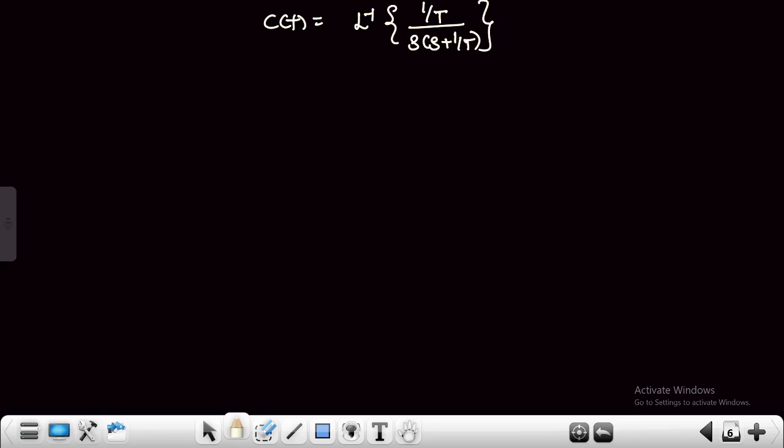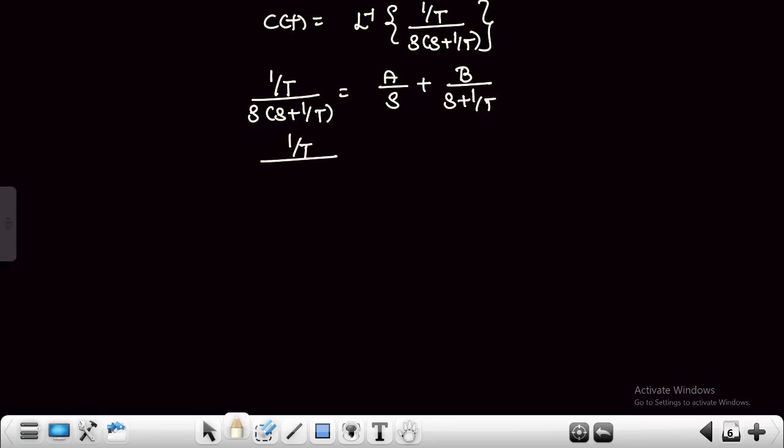For that, first I will separate the terms by using partial fractions, with s plus 1 by T. Let us separate the terms: A by s plus B by s plus 1 by T. So take the LCM on both sides: 1 by T is equal to A into s plus 1 by T plus B into s, divided by s into s plus 1 by T. If you take the LCM on both sides, the denominators will get cancelled on both sides.